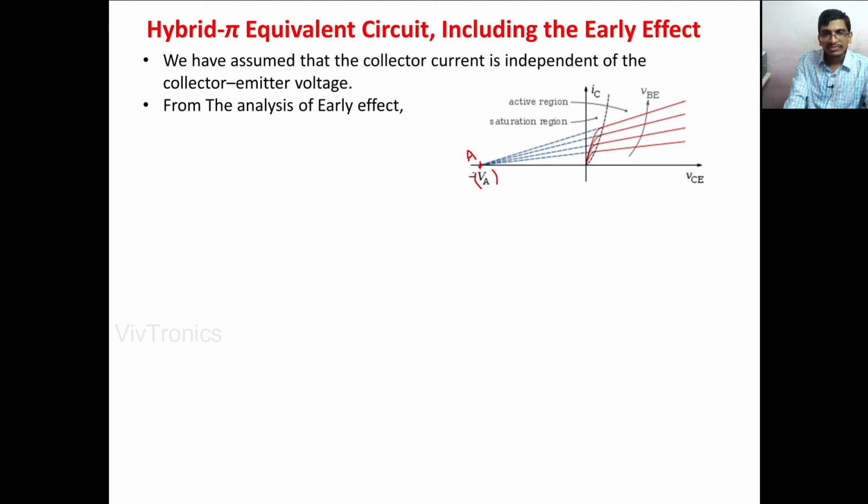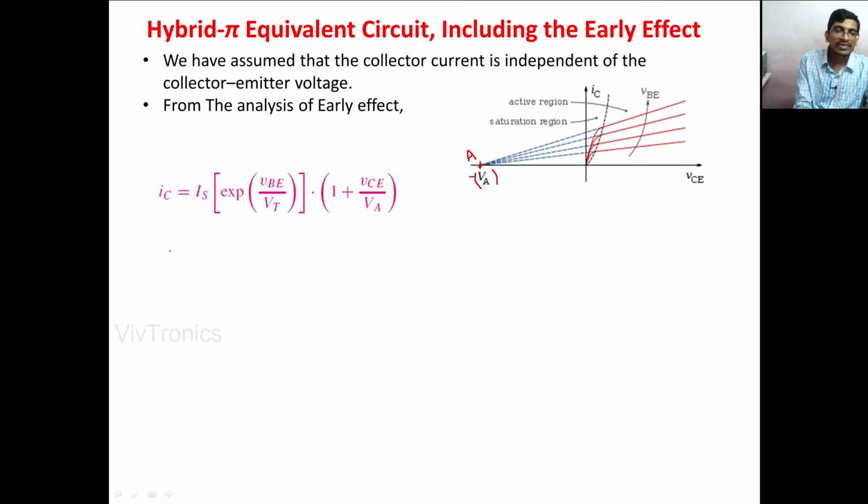From the analysis of the Early effect, we can write the IC current in terms of IS into exponential of VBE by VT. This is the actual equation. This will get multiplied by 1 plus VCE by VA.